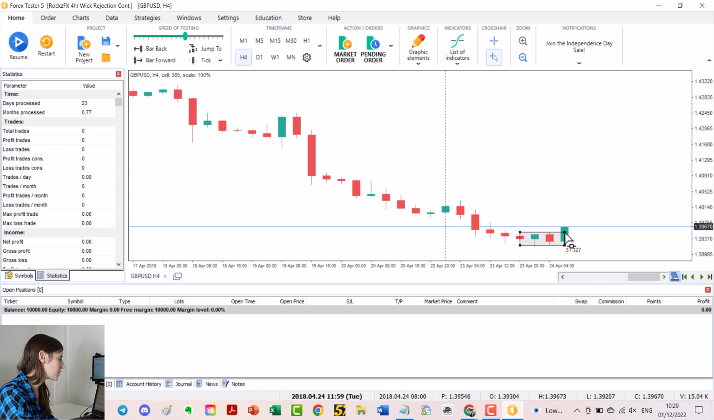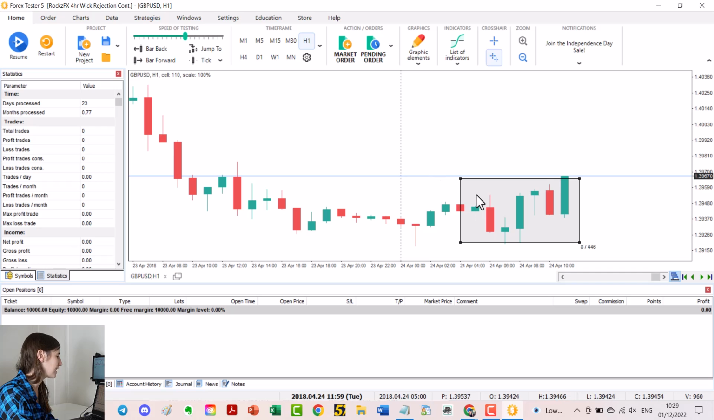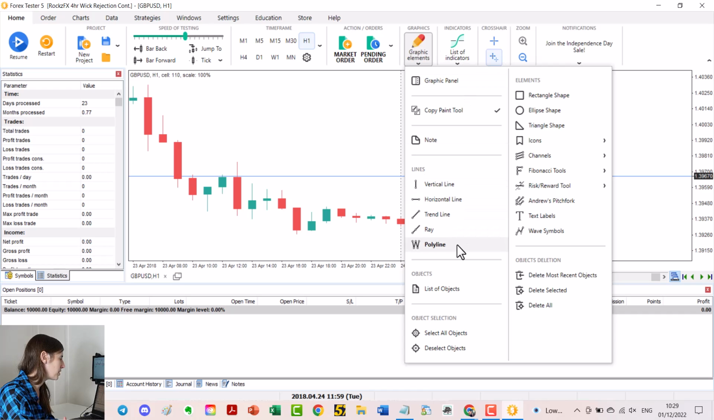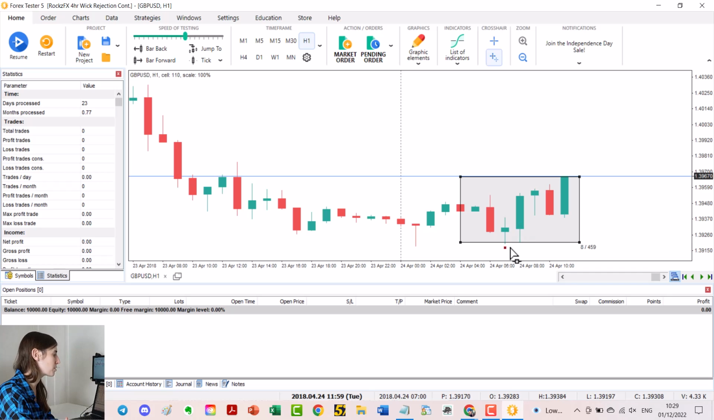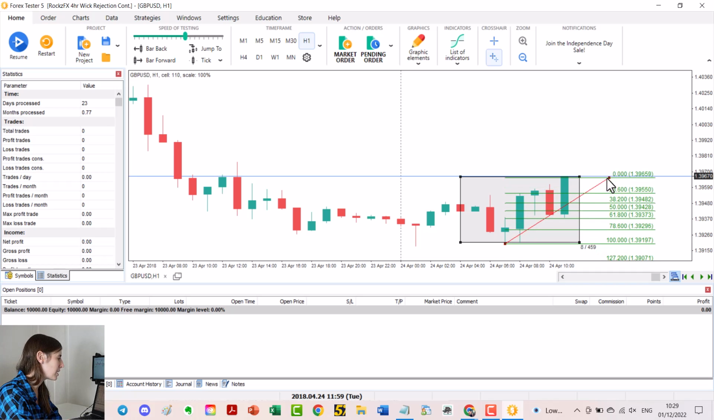So I'm going to just mark that up with this rectangle tool here, and drop onto the faster time frame just so we can see a little bit more detail of what's going on. Now there's a really cool tool that we can use within the Fibonacci area, which is Fibonacci retracement. Now this is a trend-based tool. You can use it to find points where a price may come for a pullback.